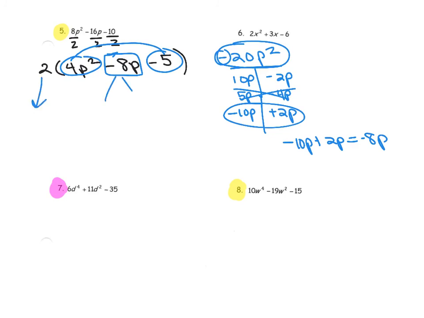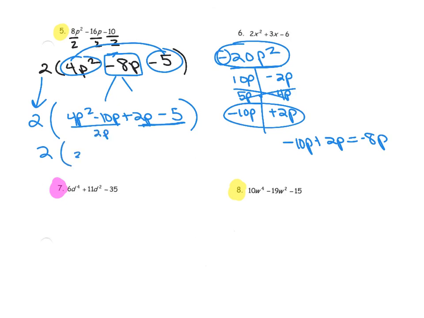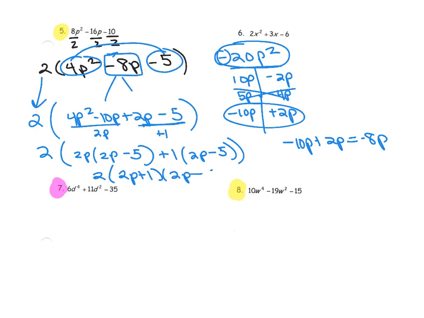Leave this 2 alone on its own right now. So I have 4p squared minus 10p plus 2p minus 5. Take out your GCF for the first two and last two terms. So let's take out a 2p, and we'll be left with 2p minus 5. Take out a 1, and we'll be left with 2p minus 5. All right, and then lastly, we'll be left with 2p plus 1 times 2p minus 5. Okay, guys, and that's it for that one.